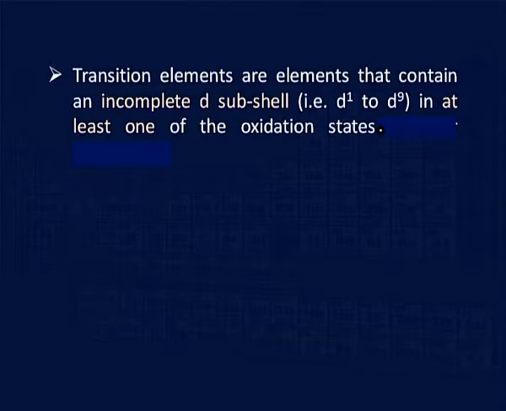Now, again we have to come back to the discussion of why the name transition. As I said earlier, the name transition is not given just because we are transiting from S to P via D, but according to IUPAC, the transition elements are elements that contain an incomplete D subshell, that is from D1 to D9, and in at least one of their oxidation states they contain at least one electron in the D subshell.